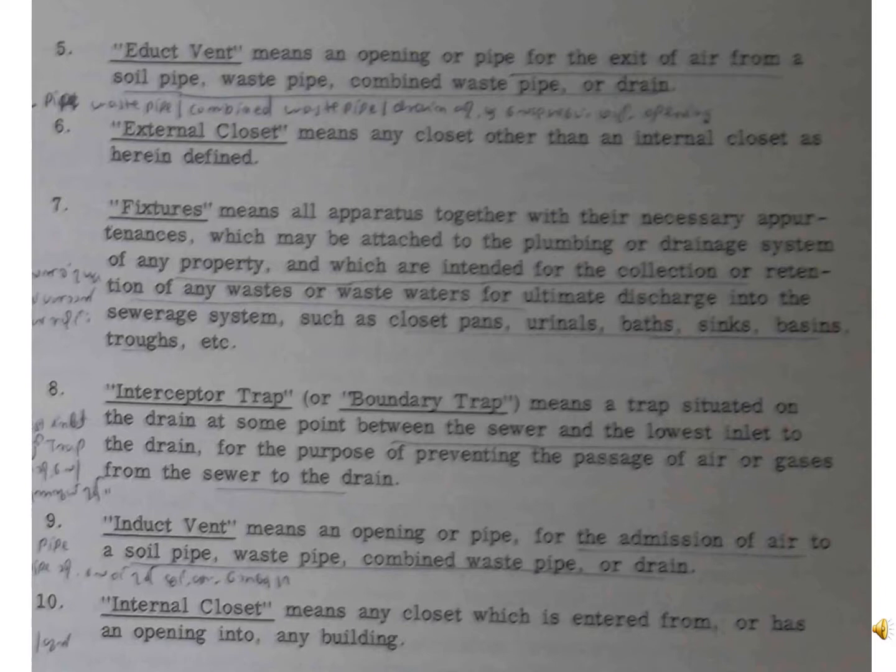Intervent means the opening of the pipe for the admission of air to the soil pipe, waste pipe, and the combined waste pipe or the drain. This means that if you want to bring the outside air into the soil pipe, waste pipe, and the combined waste pipe, the intervent is utilized so that the outside air will come into the soil pipe, waste pipe, and the combined waste pipe.